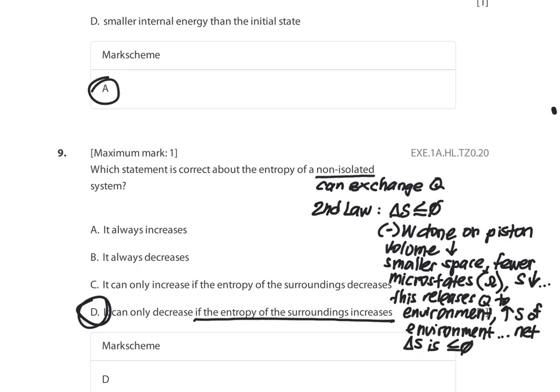However, like I said, when that happens, heat is released to the environment. That increases the entropy of the environment. So the net change in entropy is greater than or equal to zero. Can't get away from that. So 9 is D.